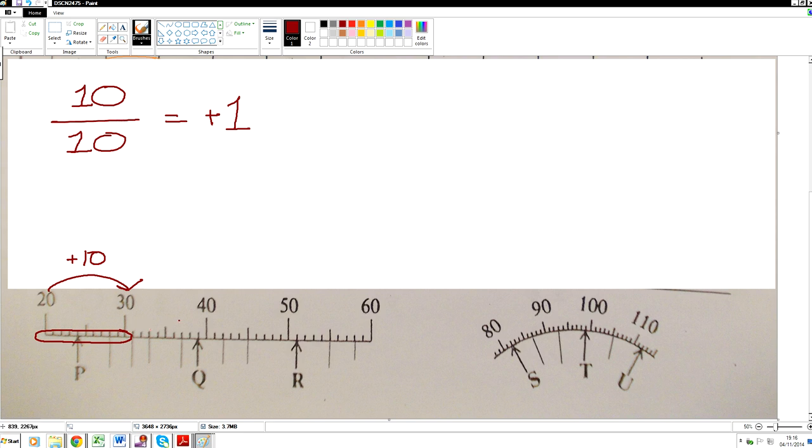For example, if you look at this one over here, starting from here, we have 40, 41, 42. This one's going to be 45, 50, and the next line up will be 51, and that one will be 55 and 58.